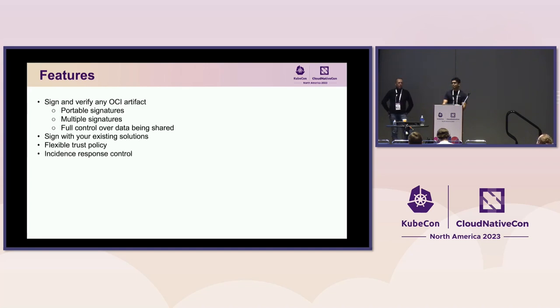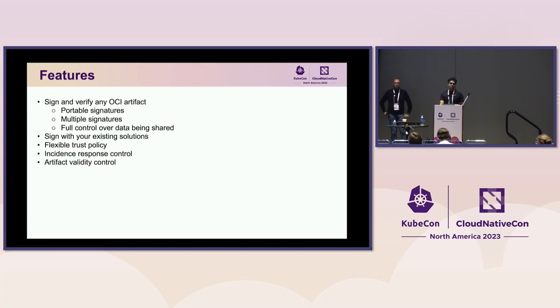Incident response control is about revocation control. We feel that revocation is a very important control. You can get started signing easily, but when you have incidents like signing key compromise, you want a control that publishers, the publishers who have signed the artifacts, can use to indicate to all consumers of that artifact that this identity is no longer trusted.